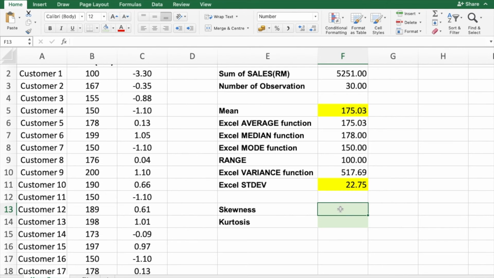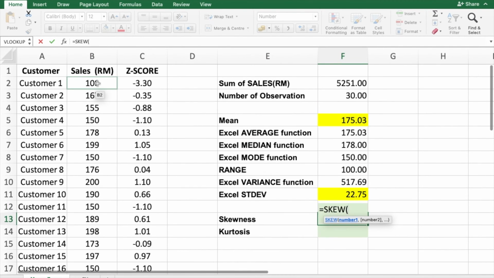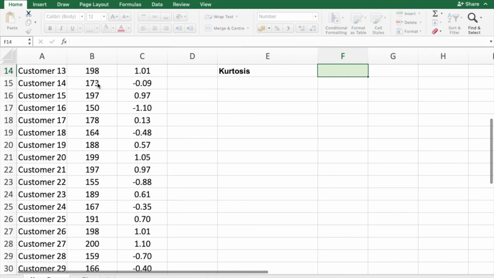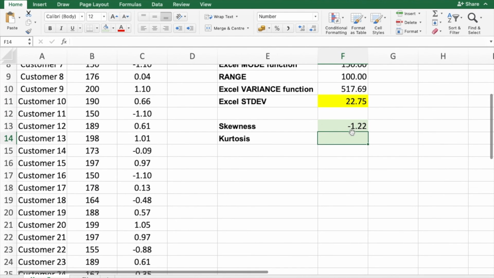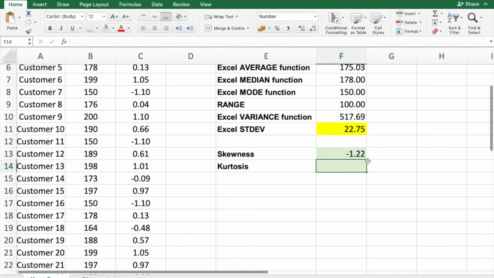So let's calculate the coefficient of skewness and kurtosis. We start with skewness first. Equal sign, SKEW, the moment you type it, skew is there. We're going to calculate the skewness for the sales data. So we can select the range here, click enter. So we have managed to get the skewness is negative 1.25.